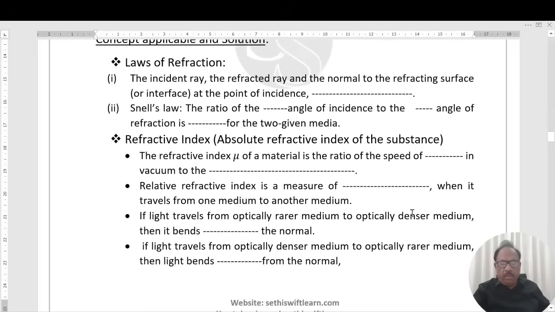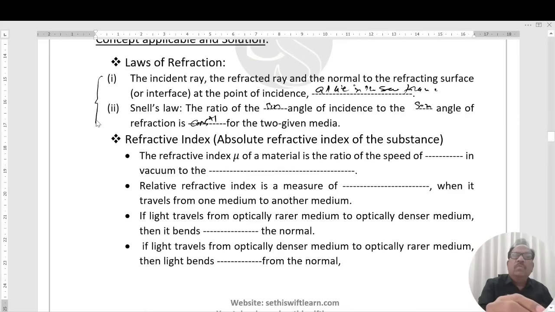The incident ray, the refracted ray and the normal to the refracting surface at the point of incidence all lie in the same plane. The ratio of the sine of the angle of incidence and the sine of the angle of refraction is constant for the two given media. Should we take sin, cos or tan? We have to take sin. These are the laws of refraction.